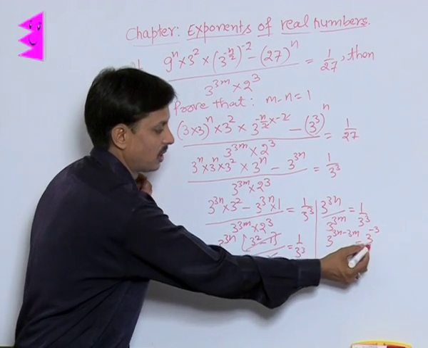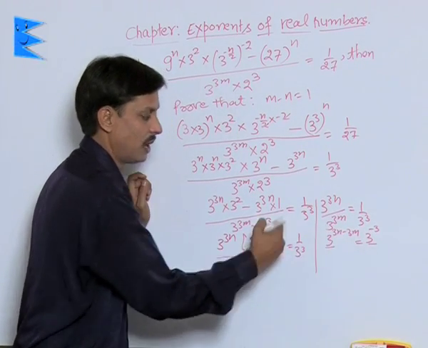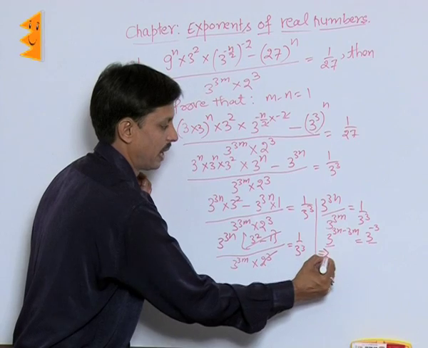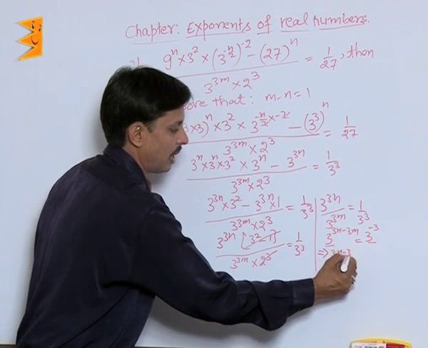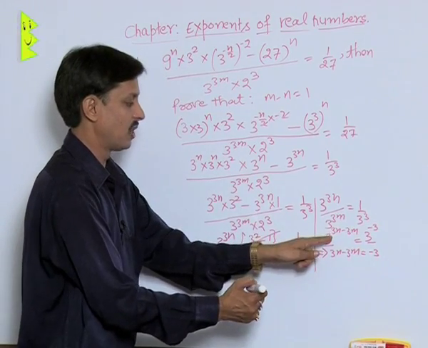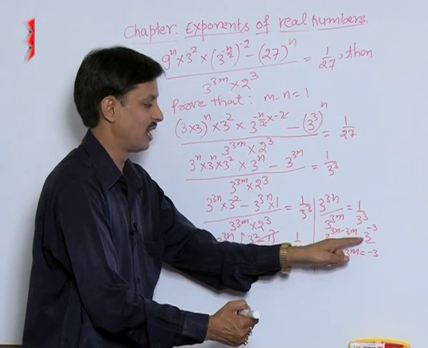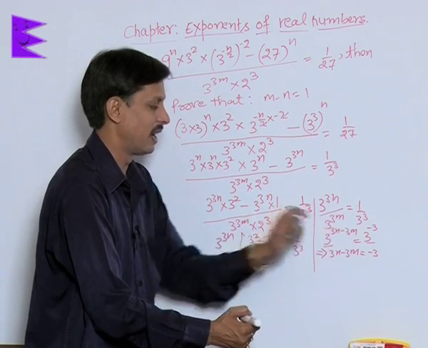Now if I compare the left hand side and right hand side, I find their bases are same. So I can say this implies 3n minus 3m is equal to minus 3. The power on the left side of base 3 is 3n minus 3m, and the power on the right hand side's base 3 is minus 3.